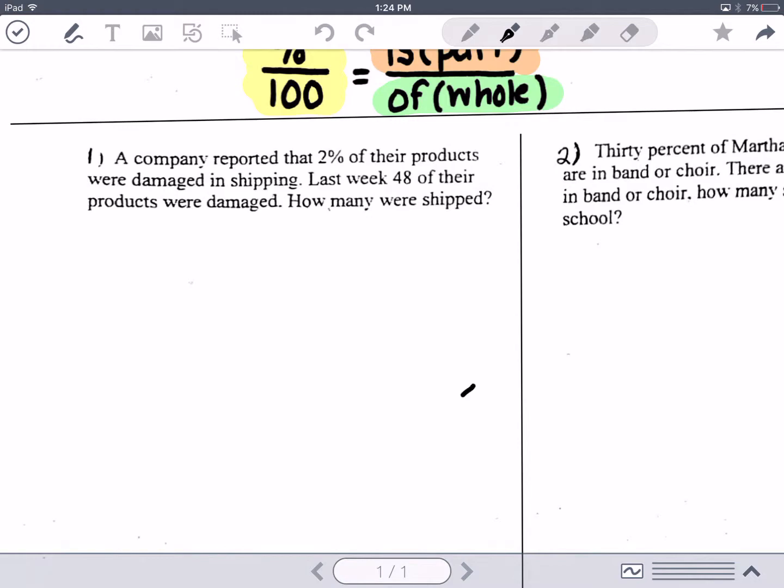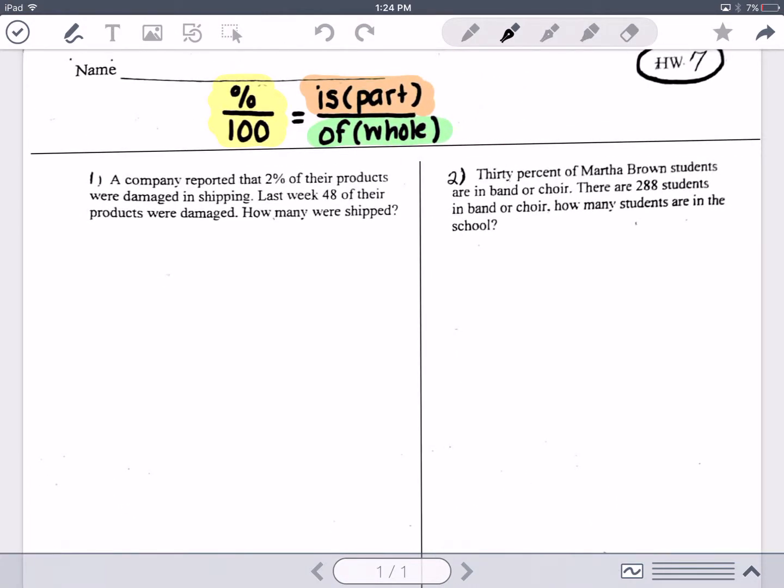Okay, so I'm going to go back up here and look at my formula, or my proportion, and see what parts of this the word problem gave me. I see that we're supposed to start and see if we have a percent. Okay, 2%. A company reported that 2% of their products were damaged in shipping. So they did give me a percent in this word problem, so I know I have that piece. Let's figure out what other piece I have.